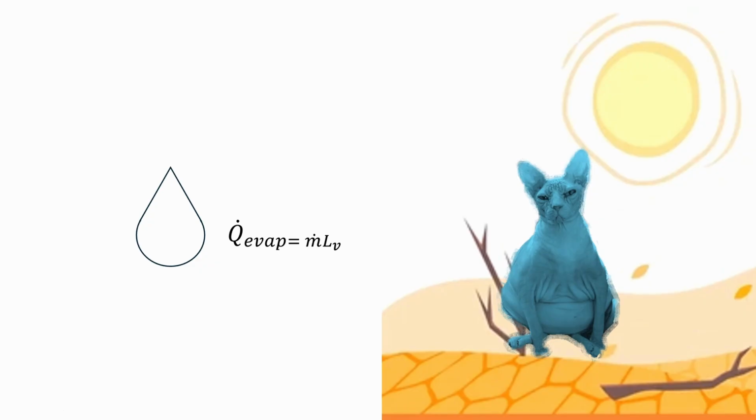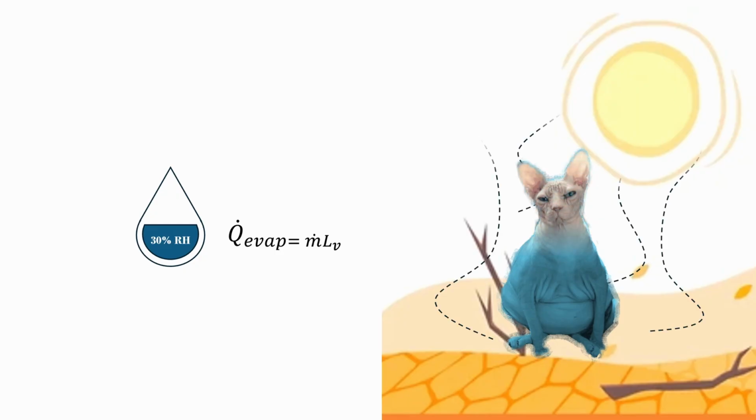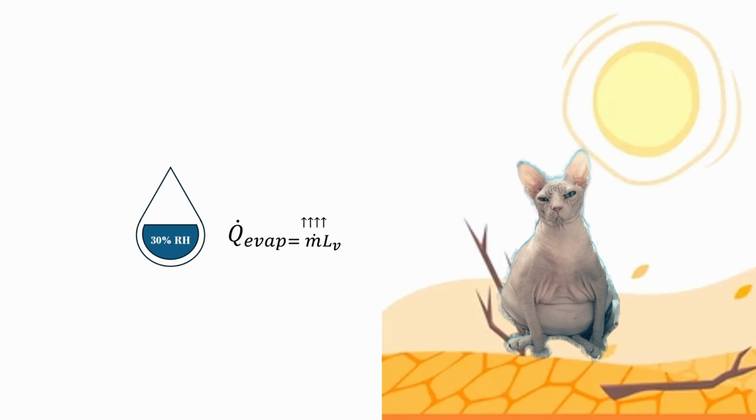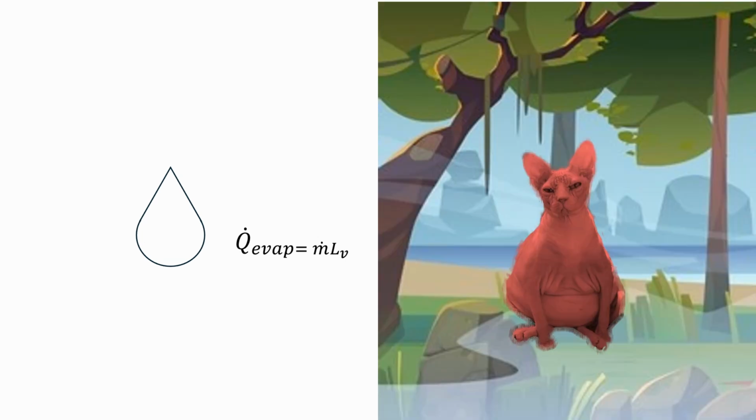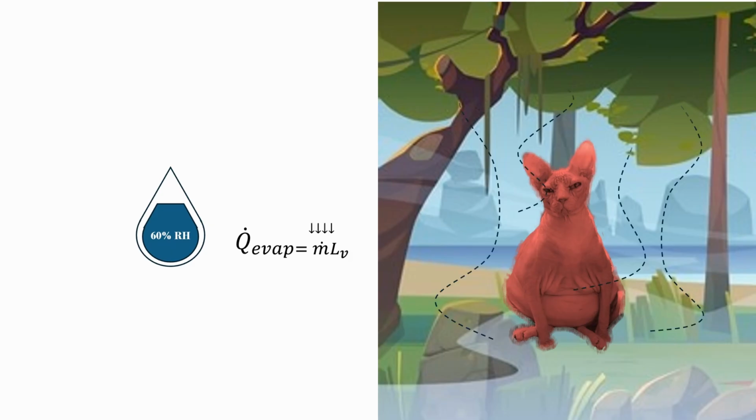In dry air, the relative humidity is slightly low, approximately 30%. Water can easily evaporate from the skin. In this case, m-dot becomes higher, so the cat cools down effectively. However, in humid air, the air has higher relative humidity, around 60%. The environment is already full of water vapor, so m-dot is lower, and less water can evaporate. As a result, less heat is removed, and the cat feels hotter.